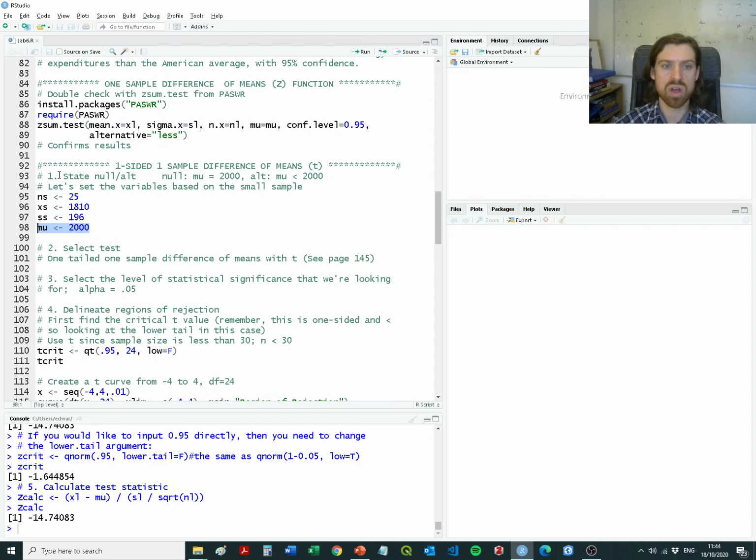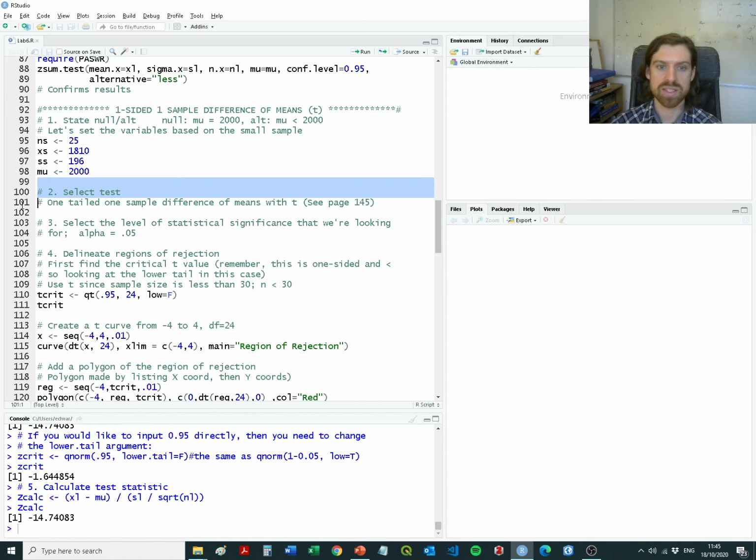Let's state the null and the alternative hypothesis. This is very similar to before. Essentially, the null hypothesis is that there's no difference between our sample and the rest of the population, so the mean energy expenditure would be $2,000. In contrast, the alternative hypothesis is that the sample has a lower mean than the national average.